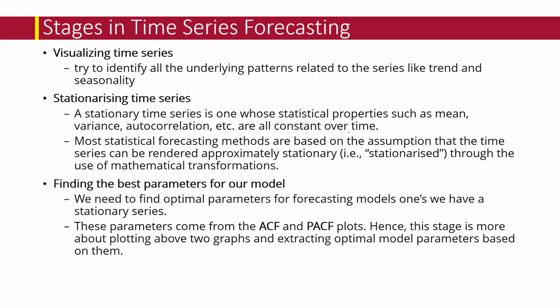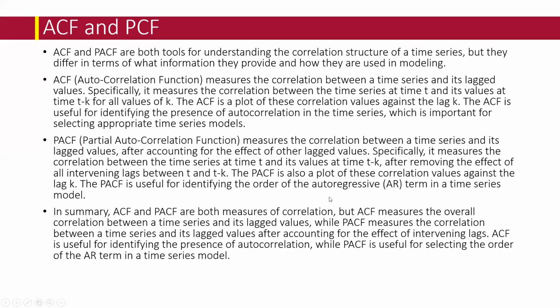There are a lot of statistical tests that we do here. Once the curve becomes stationary, we find the best parameters for our model. When those parameters are found, we can use them to build our final model. And these parameters come from two plots called ACF and PACF, the autocorrelation and partial autocorrelation plots, right? So this is something which we will be doing. We will see the difference between the two.